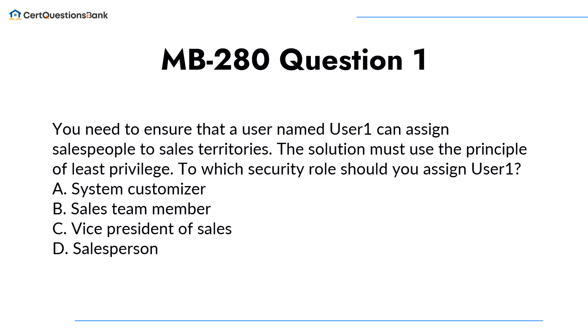You need to ensure that a user named user1 can assign salespeople to sales territories. The solution must use the principle of least privilege. To which security role should you assign user1? A. System customizer. B. Sales team member. C. Vice president of sales. D. Salesperson.